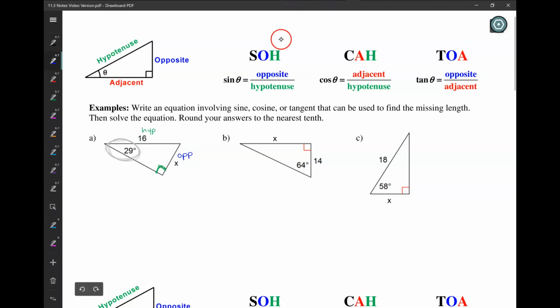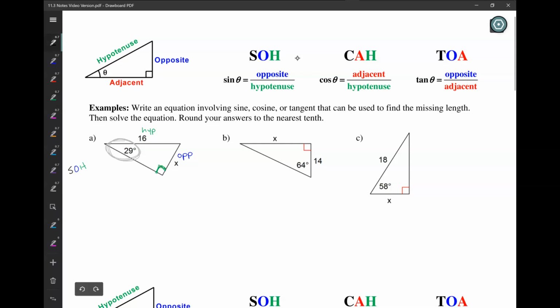The next thing I want to do is think about SOHCAHTOA. I want to think about sine, cosine, or tangent. Which one involves opposite and hypotenuse? Well, sine. Sine involves opposite and hypotenuse. So, SOH: sine equals opposite over hypotenuse. This is a SOH problem. You don't have to write SOH, but that's going to help me remember.